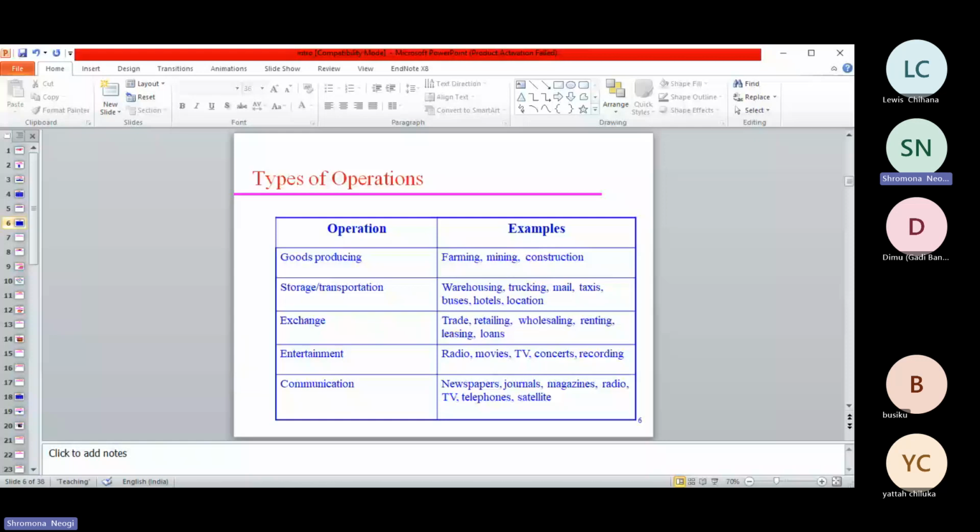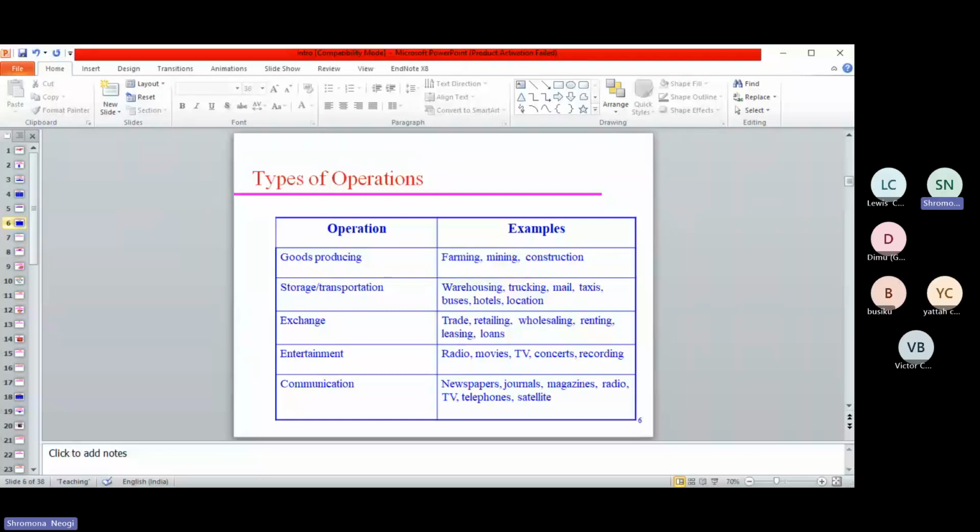Types of operations. How many and what types of operations can we have? See, goods producing, any kind of goods, agriculture, farming, mining, construction, anything. Again, storage, transportation is also one kind of operations. Warehousing, trucking, everything inclusive. Then exchange, retailing, wholesaling, renting, trade, leasing, all of it is a type of operations. Entertainment, that's also a type of operations. Communication, newspaper, journals, radio, television, everything is another type of operations.